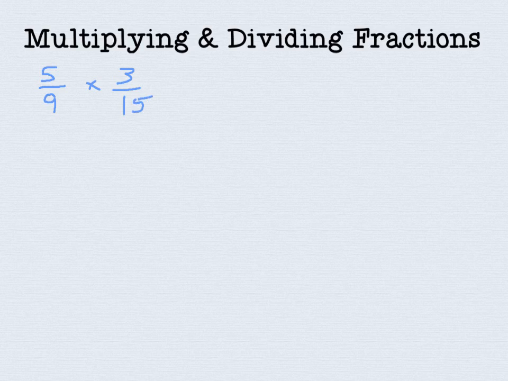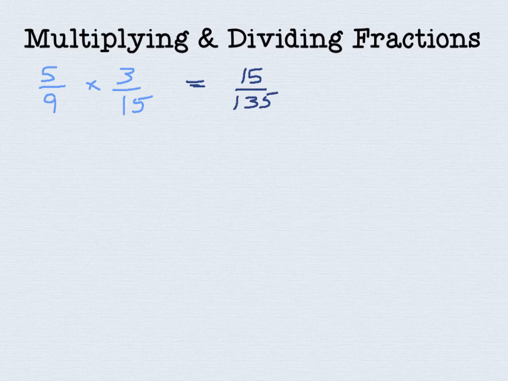First off, the most direct way to do it is to multiply your numerators and your denominators directly. So 5 times 3 along the top would give you 15, and 9 times 15 on the bottom would give you 135.